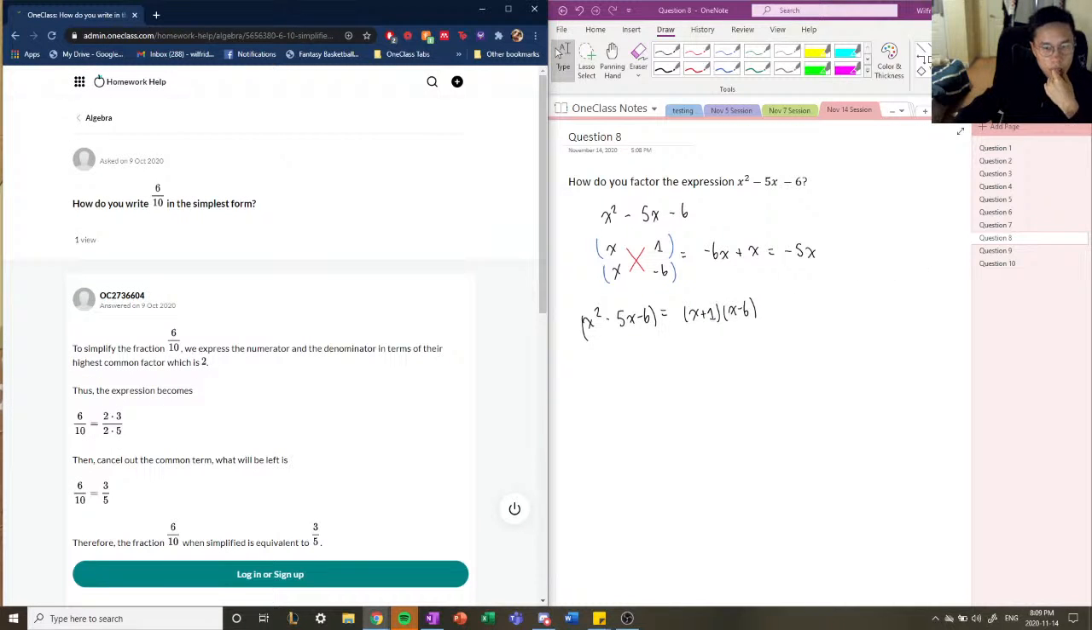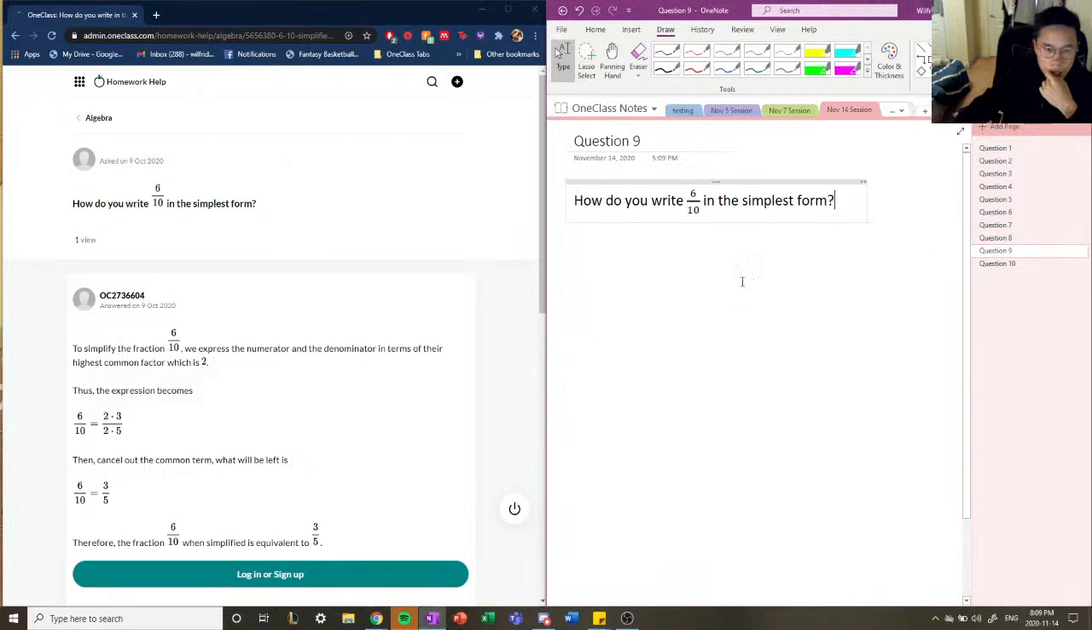Question number 9. How do you write 6 over 10 in the simplest form?